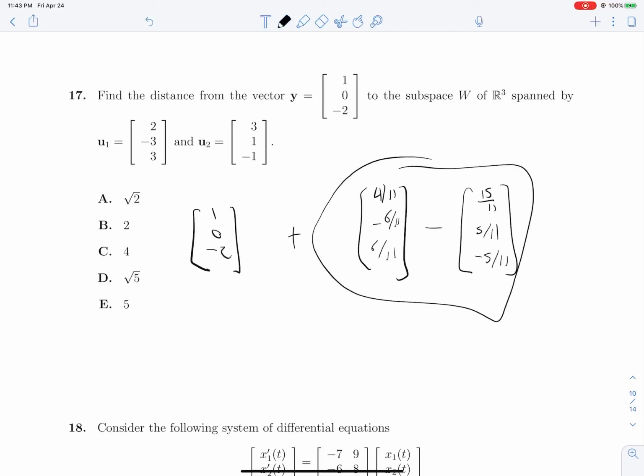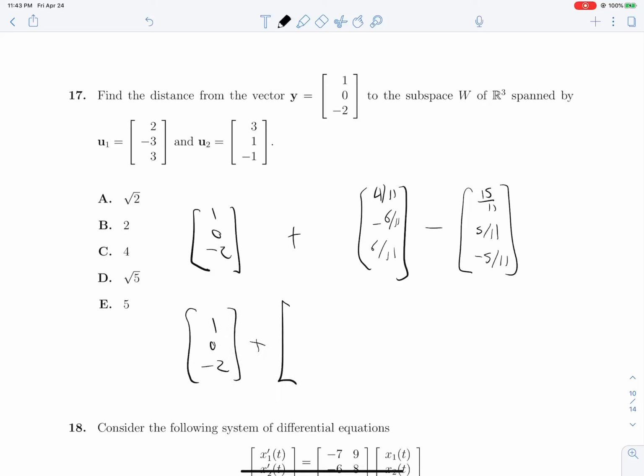So doing this subtraction here, we get 1, 0, negative 2, plus 4 minus 15 is negative 11 over 11, so negative 1. Negative 6 over 11 minus 5 over 11 is negative 11 over 11, so that's negative 1. And we have 6 over 11 plus 5 over 11 is 11 over 11, which is 1. We compute this to be 0, negative 1, and negative 1. And so the length of this vector will be the distance from our vector y to the subspace spanned by those two, and that's just root 2, so 17 is A.